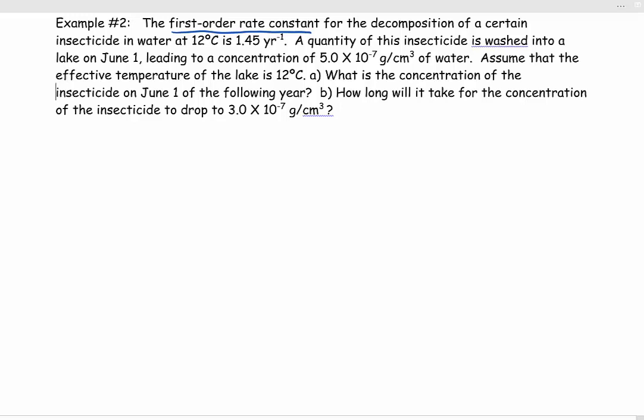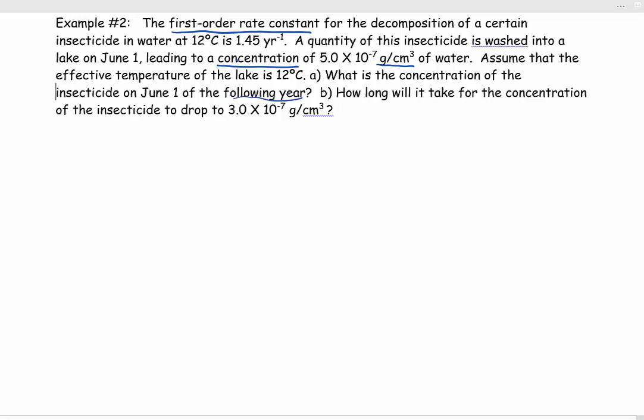A quantity of this insecticide is washed into a lake on June 1st, leading to a concentration of 5.0 times 10 to the minus 7th grams per centimeter cubed. Okay, so notice we have concentration, different units than we're used to, but concentration nonetheless. Assume that the effective temperature of the lake is 12 degrees. What is the concentration of the insecticide on June 1st of the following year?